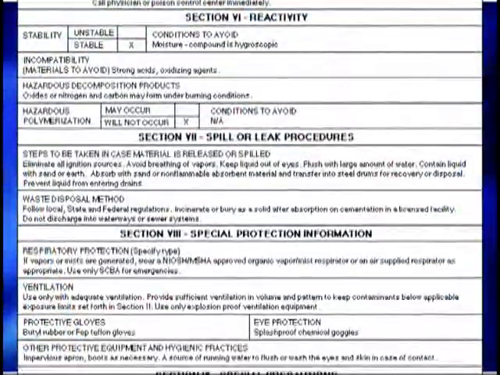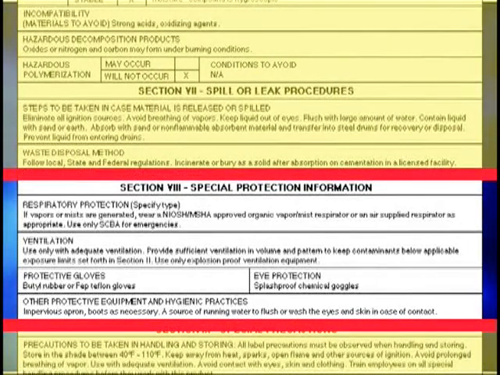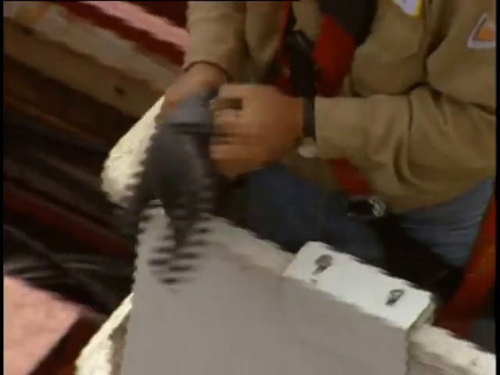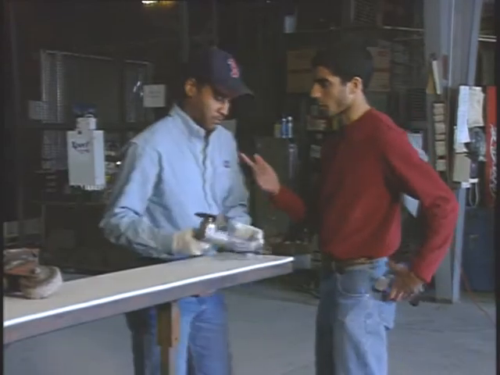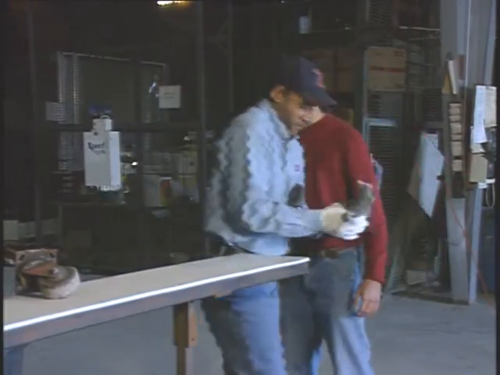A good example is the PPE section of material safety data sheets, which are required as part of the OSHA Hazard Communication Standard. OSHA has mandated that employers must pay for the protective equipment, including personal protective equipment, that is used to comply with OSHA standards in the workplace.